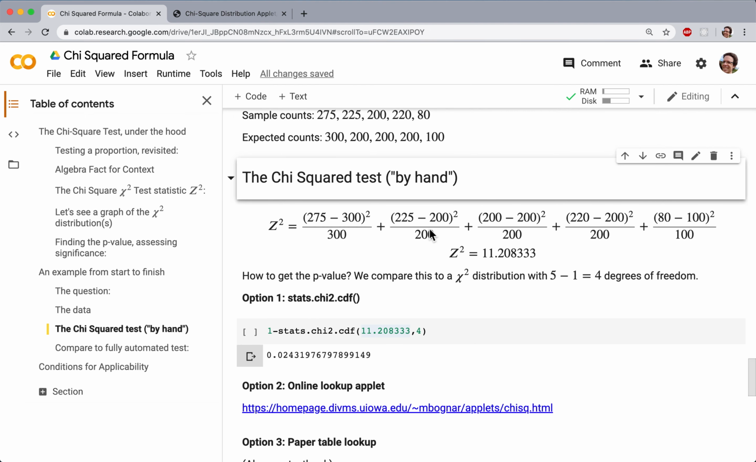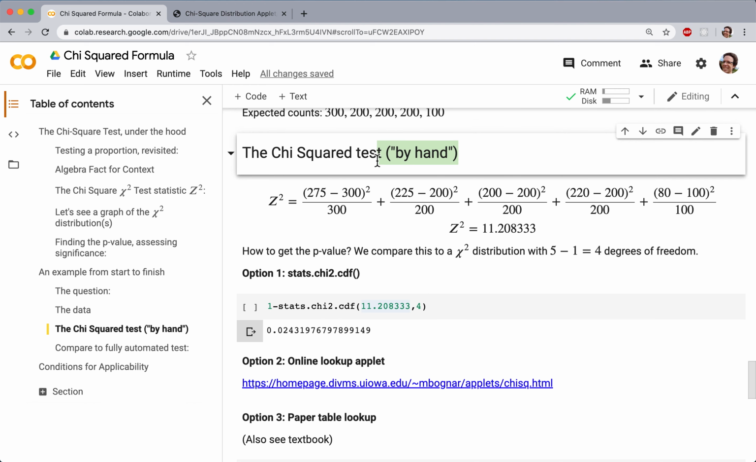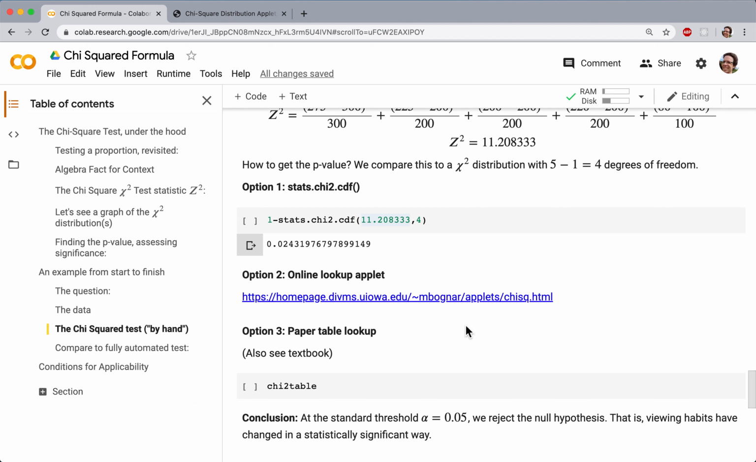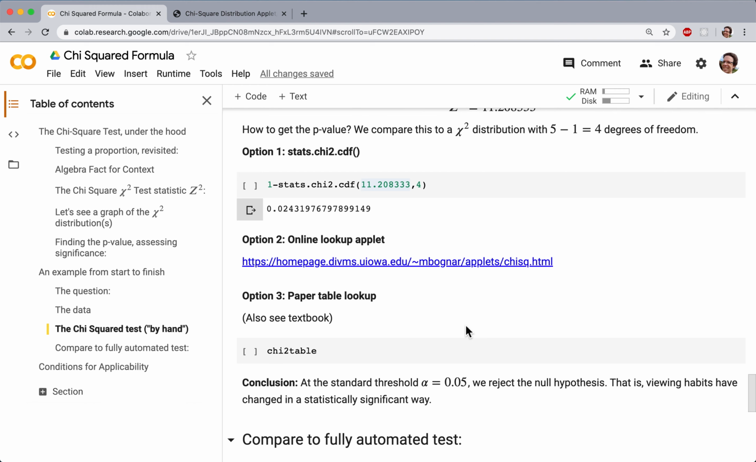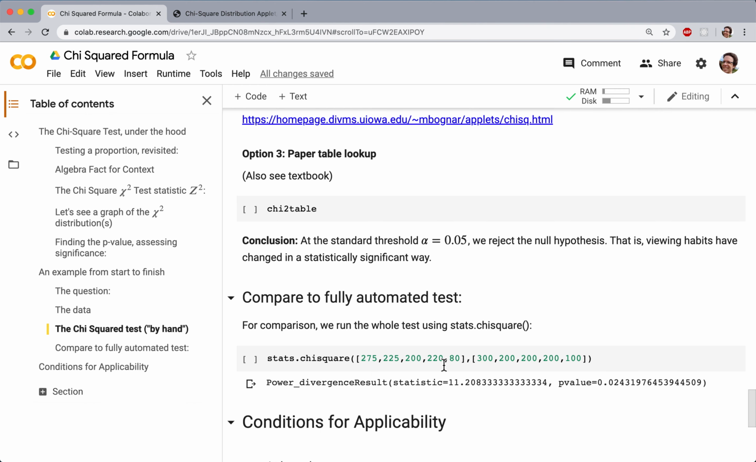So that's how we perform a chi-squared test, in a way, by hand. Of course, it's not entirely by hand because we've used the computer to do many of the calculations. But that's how the chi-squared works underneath the hood. Now, I want to compare this to the fully automated chi-squared test, which can also happen within the Jupyter Notebook and within Google Colab, or within any Python install that you happen to be using.